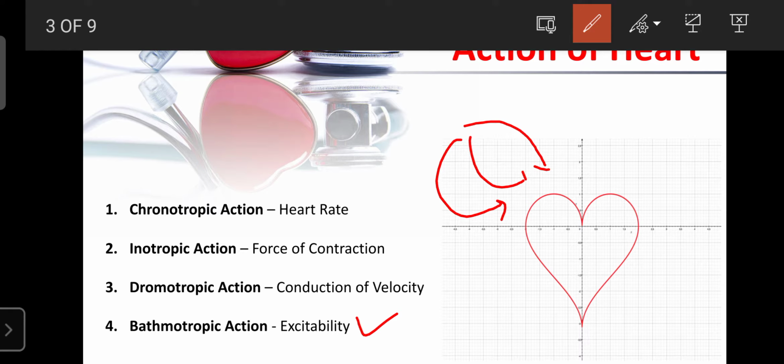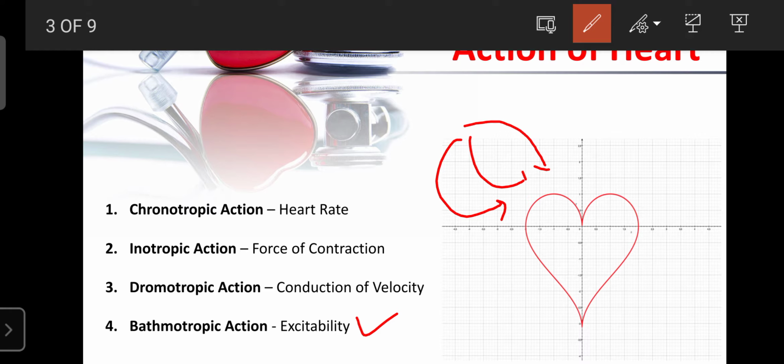That is known as excitability, and that effect is known as the bathmotropic action. It means the ability of the muscle to show reactions or contraction in response to stimuli. These may be external stimuli or internal stimuli. Internal stimuli is the action potential generated from the SA node. External stimuli means drugs, hormones, autacoids, whatever is present in the blood. According to that, the heart can show a response to stimuli.